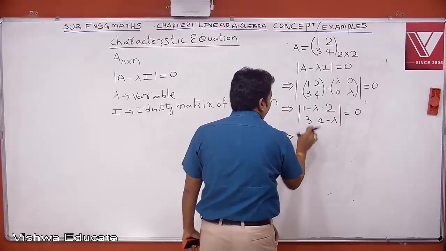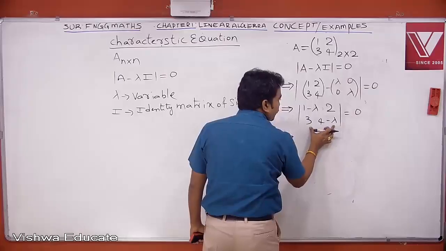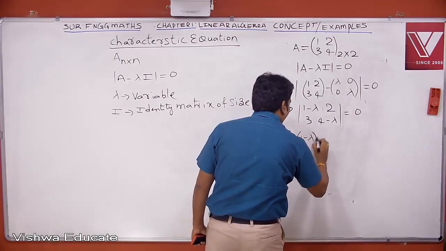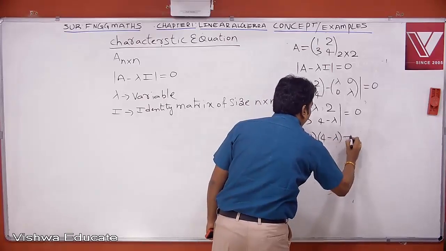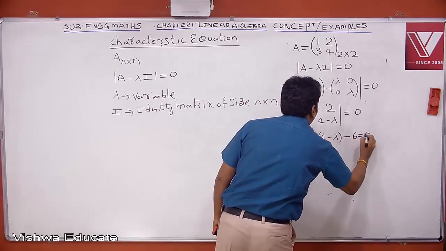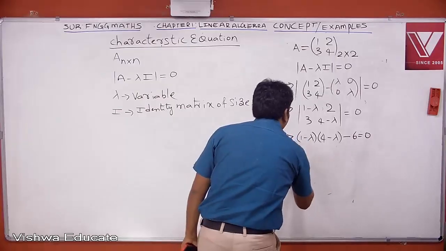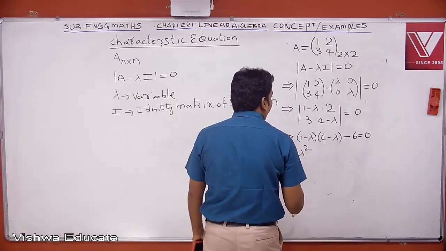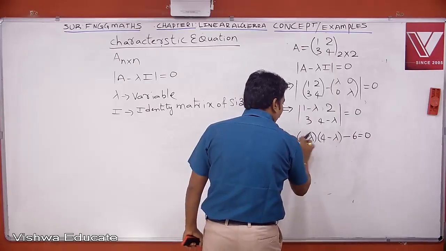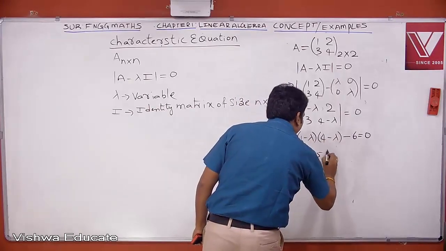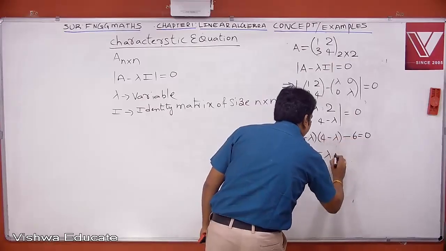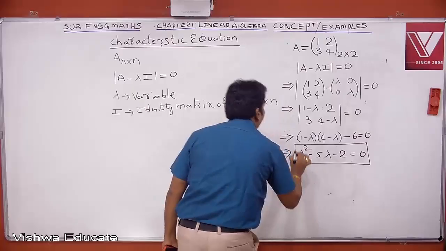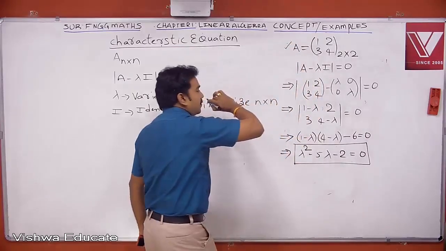Now this is the determinant of a 2 by 2 matrix. So this into this minus this into this. So this is the product 1 minus lambda into 4 minus lambda minus 2 into 3, which is 6, equal to 0. Now this expression gives lambda square minus 4 lambda minus lambda, that is minus 5 lambda, plus 4 minus 6, that is minus 2. Therefore, this is nothing but the characteristic equation of this particular matrix.